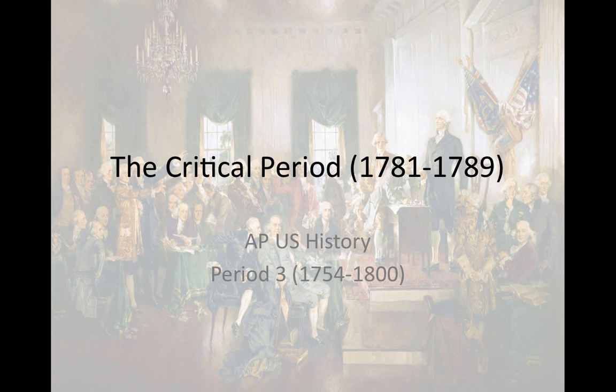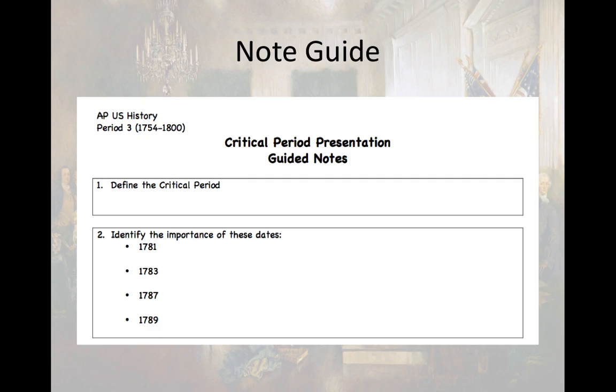Today we're going to be discussing the critical period, the years 1781 to 1789, that time frame right after the American Revolution, all the way up until when the Constitution goes into effect and George Washington takes his place as our first president.